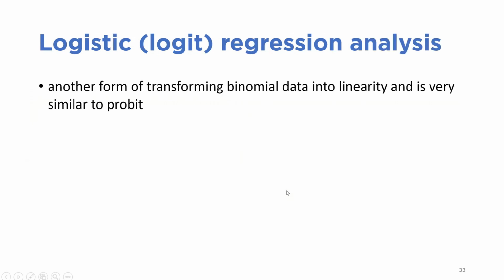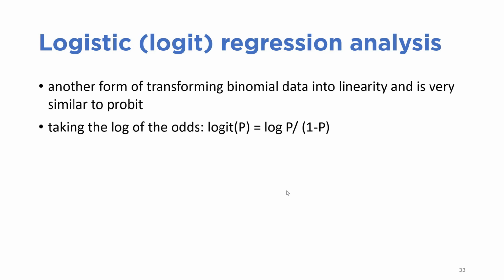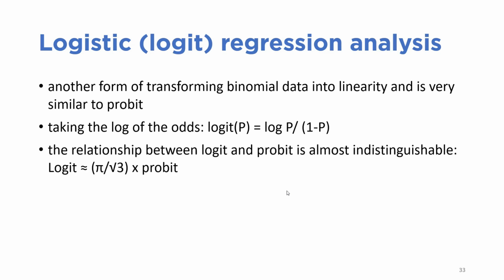You can also, in a similar way, do a logit or a logistic regression analysis, which is another way of transforming binomial data into a linear response or linear model. And it's very similar to probit. So here you take the log of the odds, the logistic of the probability of whether this is going to happen or not. And the relationship between the logit and the probit is almost indistinguishable. So the logit is approximately pi divided by the square root of 3 times probit. So it's just got a coefficient there that changes it.